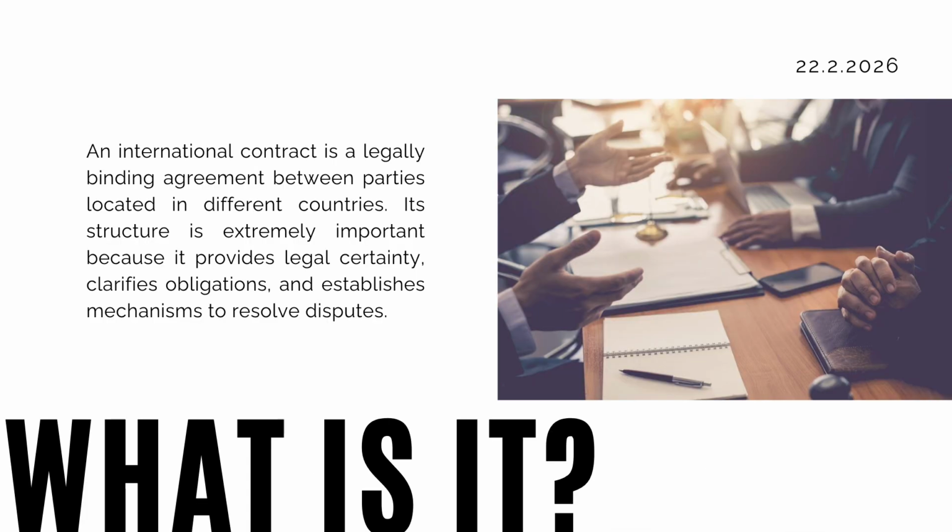First, we need to see what is an international contract. Well, an international contract is a legally binding agreement between parties located in different countries. Its structure is extremely important because it provides legal certainty, clarifies obligations, and establishes mechanisms to resolve disputes. Let's break down each section.